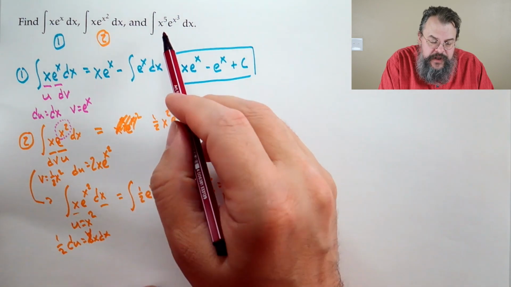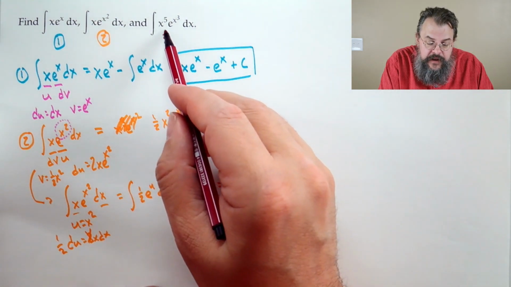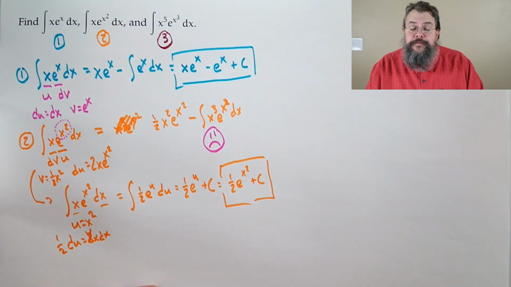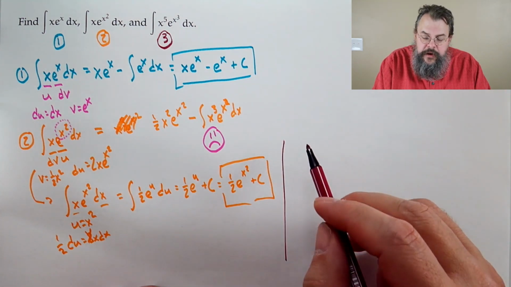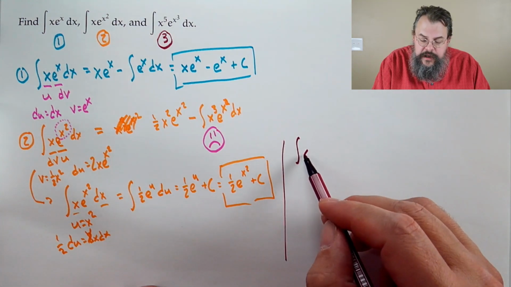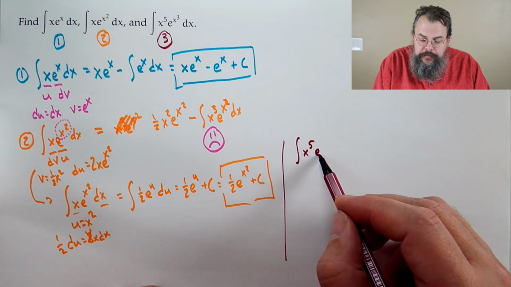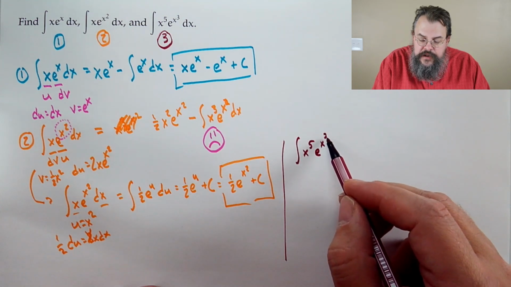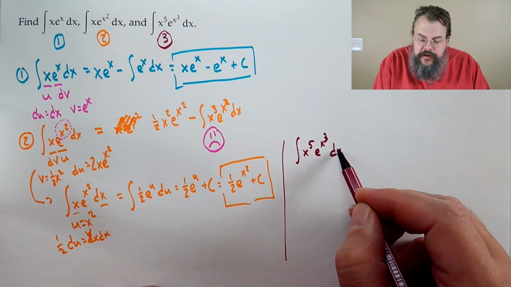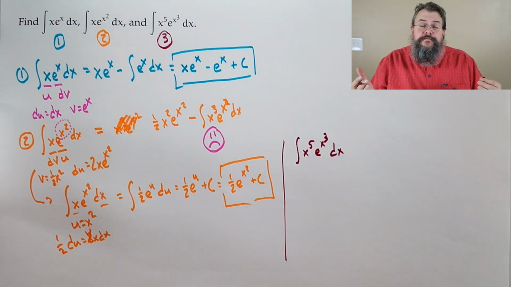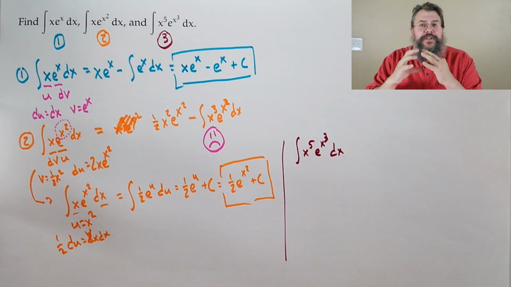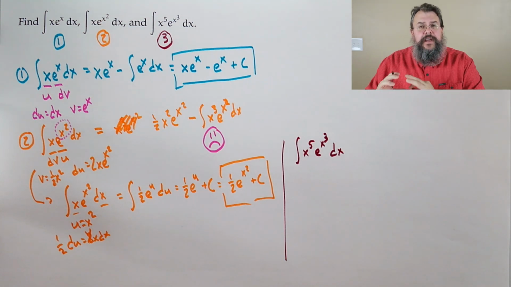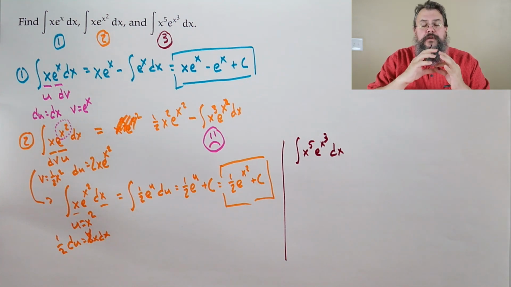Last problem. x to the 5th e to the x cubed. Okay, so how do we think of that one? Well, let's think about the way we would approach this problem. And suppose we hadn't yet learned about parts. What would we do? Well, one thing we would say is we have that x cubed function sitting inside the e. So we have like e to the x cubed.